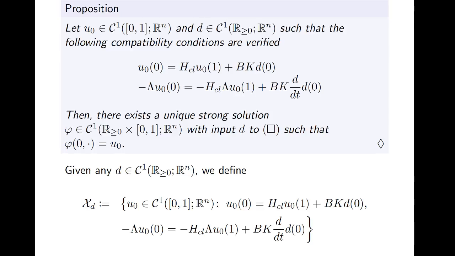Now, for a given D that satisfies this assumption, so it's smooth, you define this set, which is the set of U0 that satisfies the compatibility conditions. So for each D, there exists this set, which is a set of functions for which the compatibility conditions are satisfied. Does it make sense?